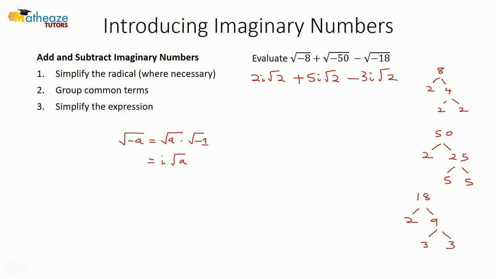So now we have common radicals here, so we can work with the coefficients of these radicals. We have 2i plus 5i minus 3i and all of that square root of 2. So 2 plus 5 is 7, minus 3. That's going to give us 4i square root of 2.